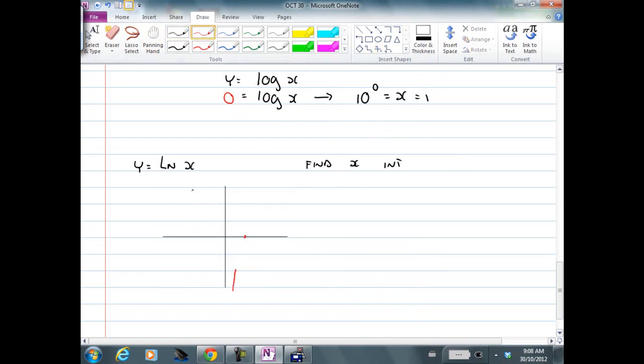My y-intercept is right here still. Amber, what's your x-intercept going to be? 1 is correct. Now, to find it algebraically, we can do this.